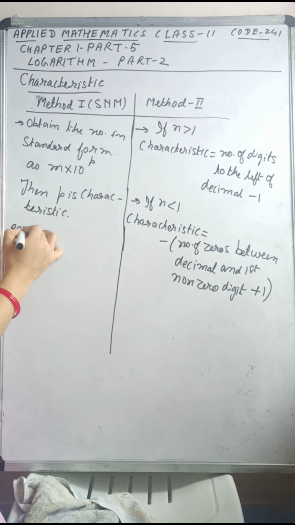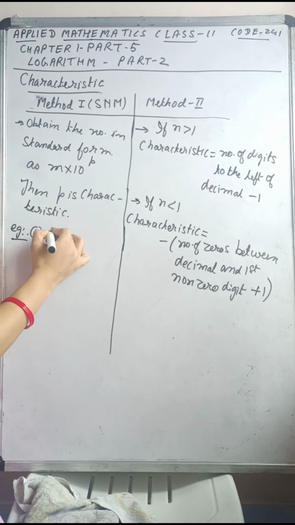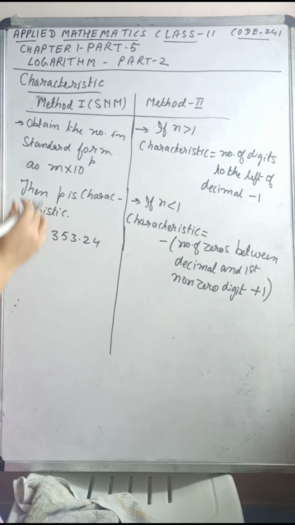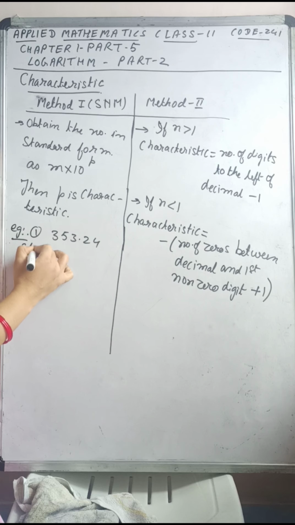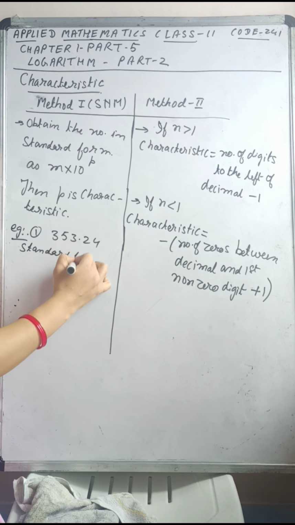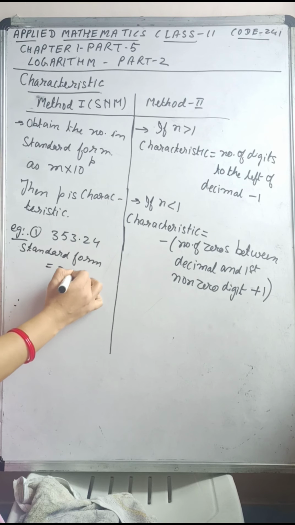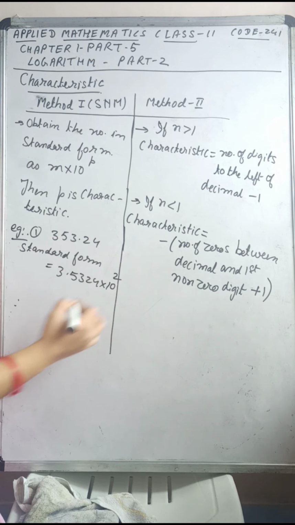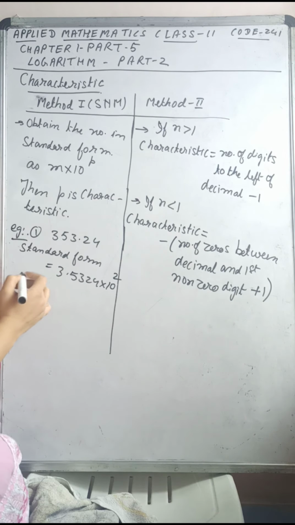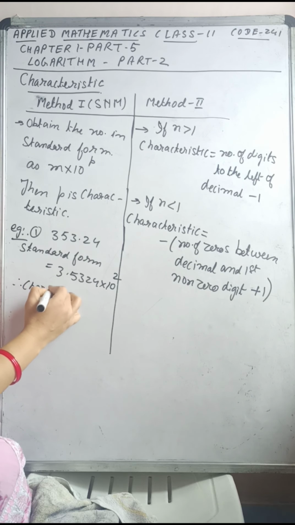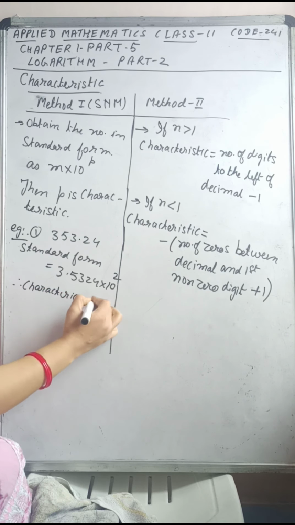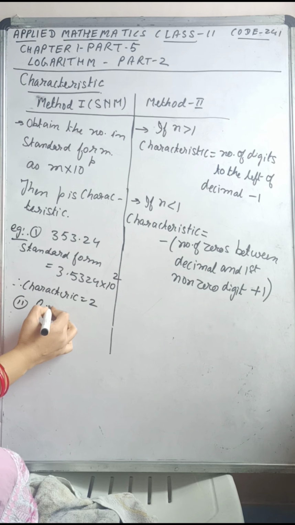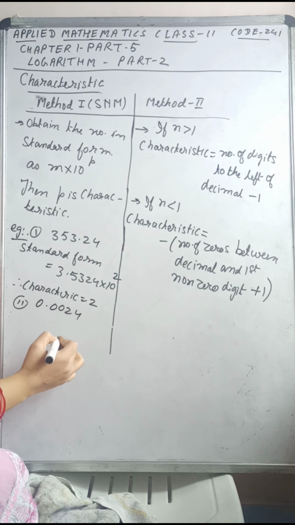So let us first take example 1. Suppose the number is 353.24. First we will write it in the standard form. So the standard form will be 3.5324 into 10 to the power, shifted left, so 10 to the power 2. Therefore characteristic equals 2. Now second example, let us take one number less than 1. So let us take the example as 0.0024.